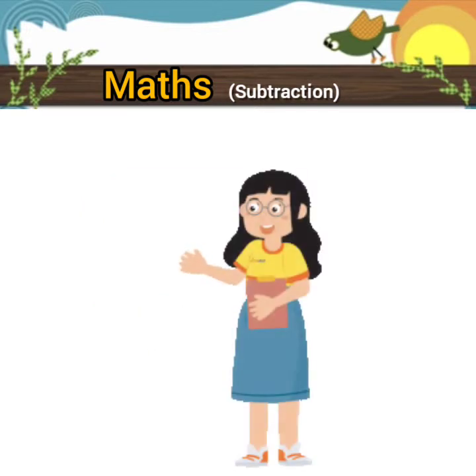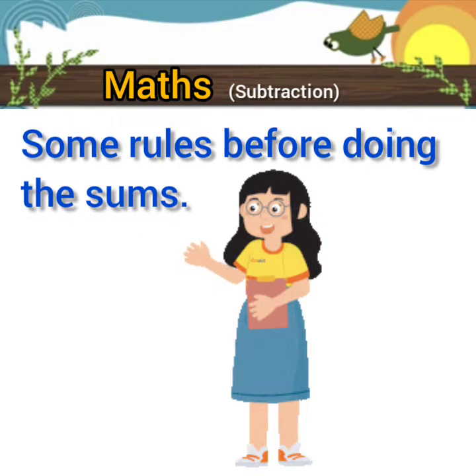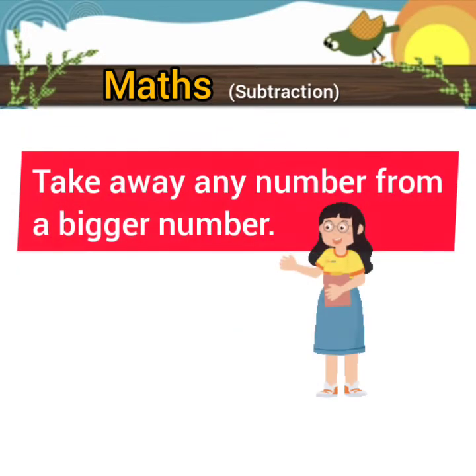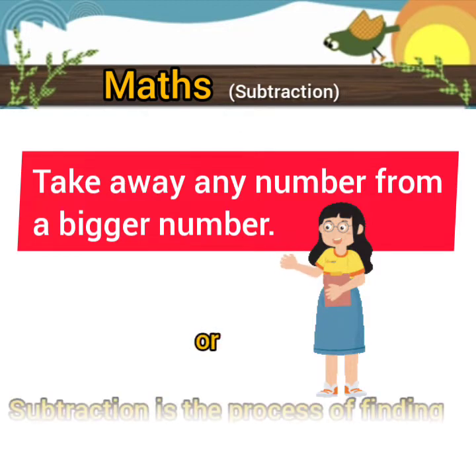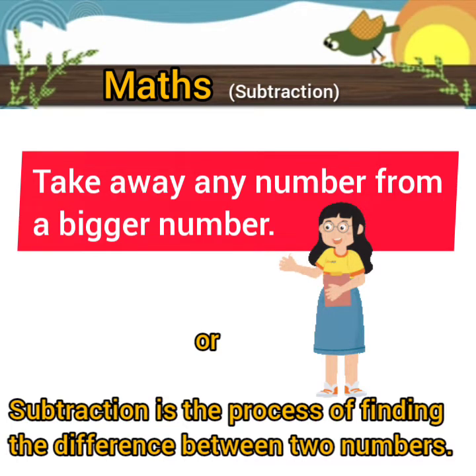So children, at first we will learn some important points before doing subtraction. Now children, what is subtraction? Subtraction simply means to take away. Take away means when from a given number we take away some quantity, it is known as subtraction. Or you can also say subtraction is the process of finding the difference between two numbers.